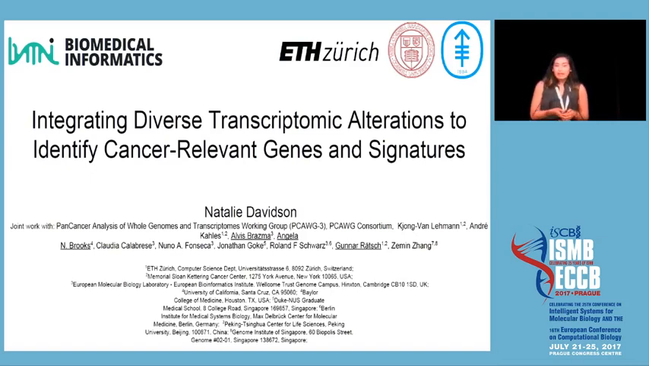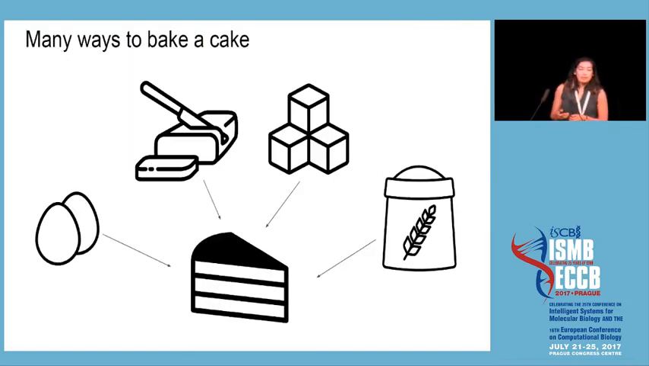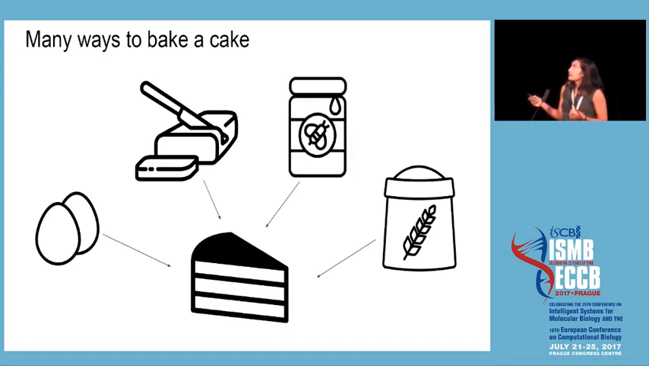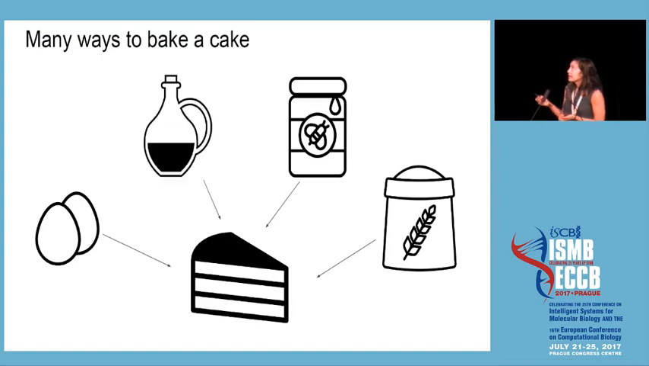And I want to start off with a metaphor. There's many ways that you can bake a cake. Typically you need eggs, butter, sugar, and flour, but say that you don't have sugar that day, you can easily replace it with honey, and you would still end up with a cake. In the same way, you can replace your butter with oil.